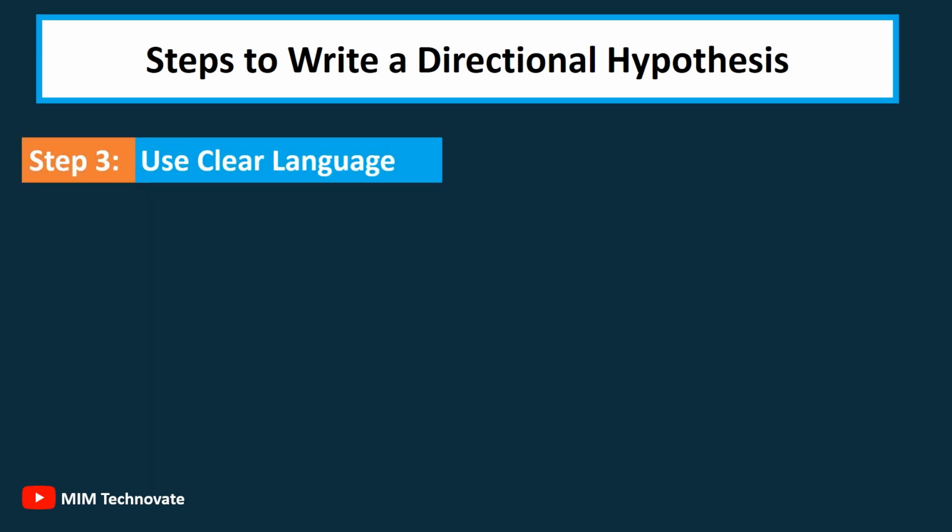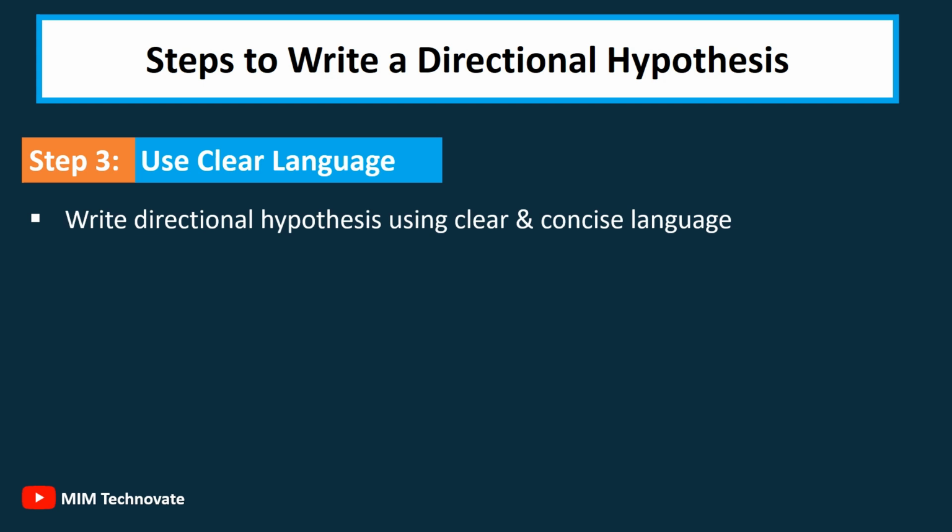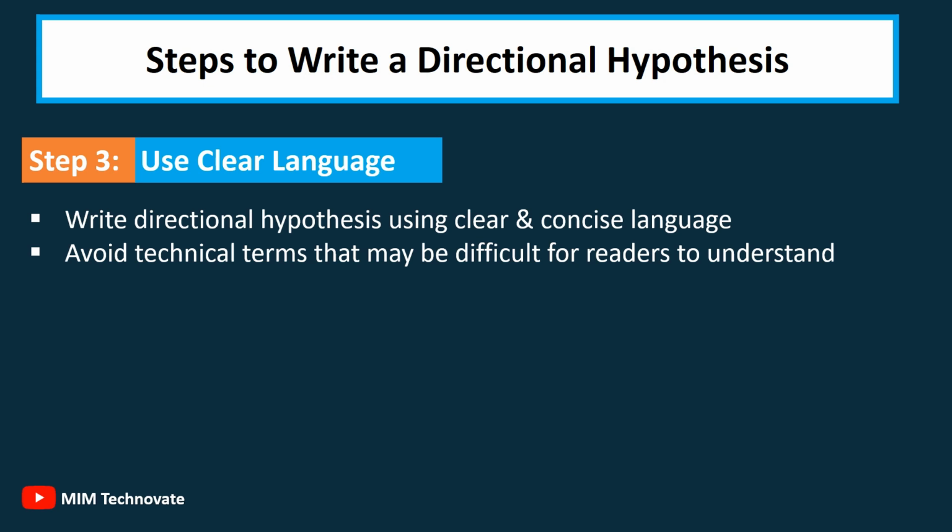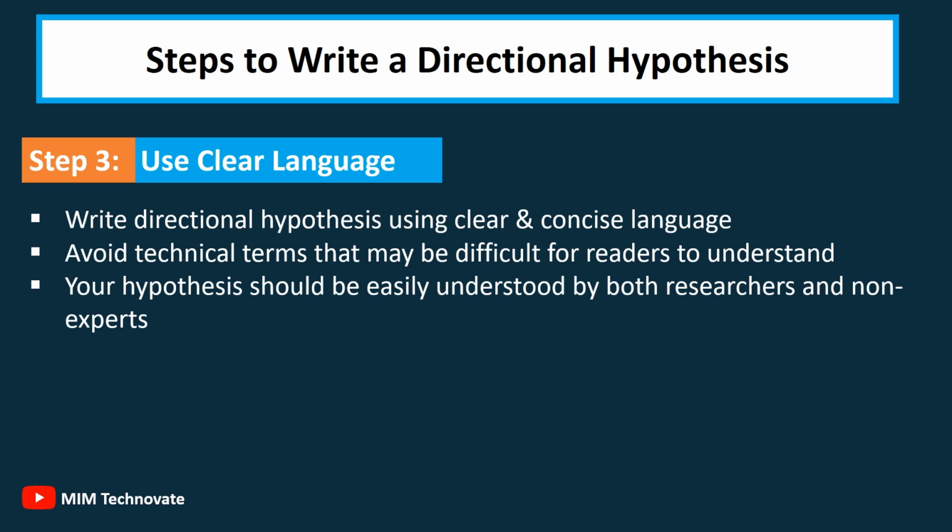Step 3. Use clear language. Write your directional hypothesis using clear and concise language. Avoid technical terms that may be difficult for readers to understand. Your hypothesis should be easily understood by both researchers and non-experts.